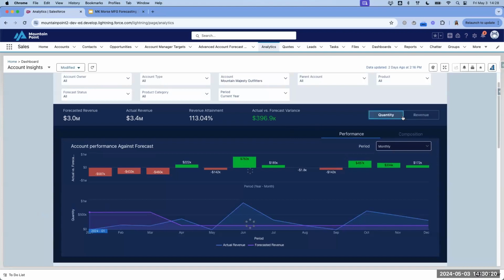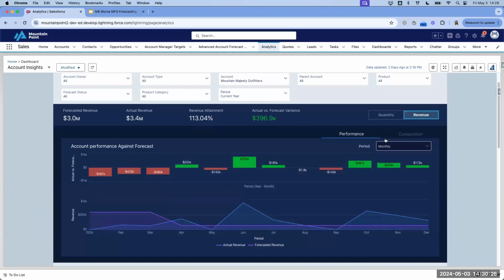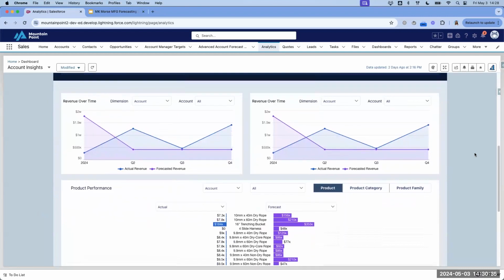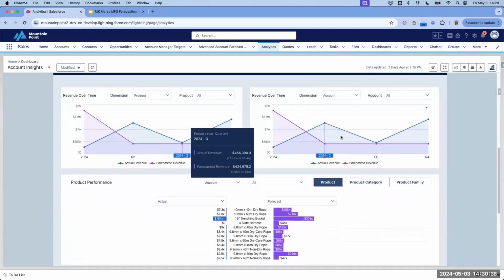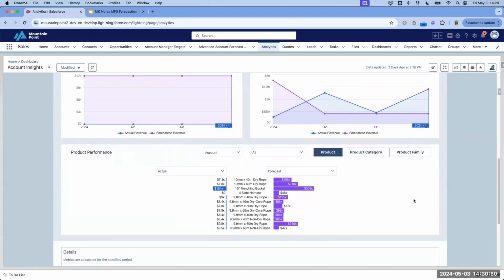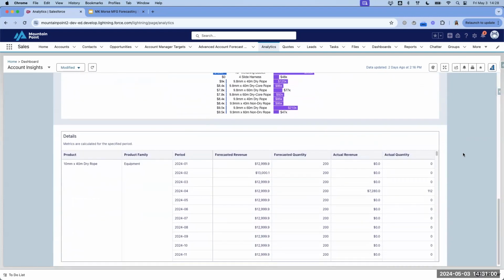We can also look at it from a quantity perspective as well versus revenue. And then here we can see kind of what our attainment is, and we're 113% over what our revenue was, which is awesome. And then a few more metrics down here, right? So revenue over time based on the different dimensions. So here I can look at product, and then I can drill down even further. But over here, I can leave this as maybe the Mountain Majesty account. So we can kind of compare revenue for the different dimensions. Down below, actual versus forecast based on the product category or the family. And then again, just some more details on what your forecasted to actuals are if you wanted to see some of the detailed numbers that make up the reports above.